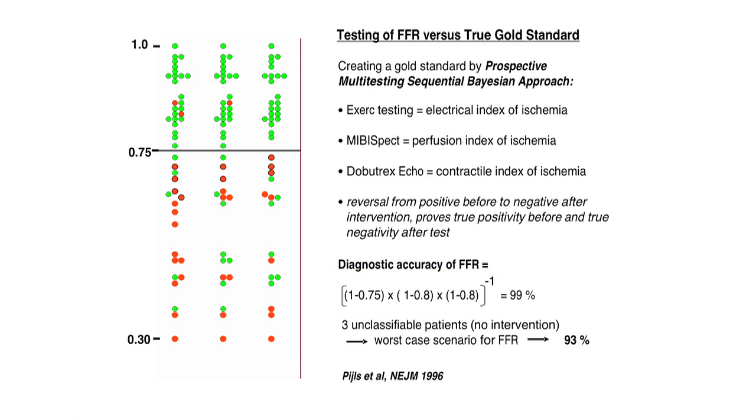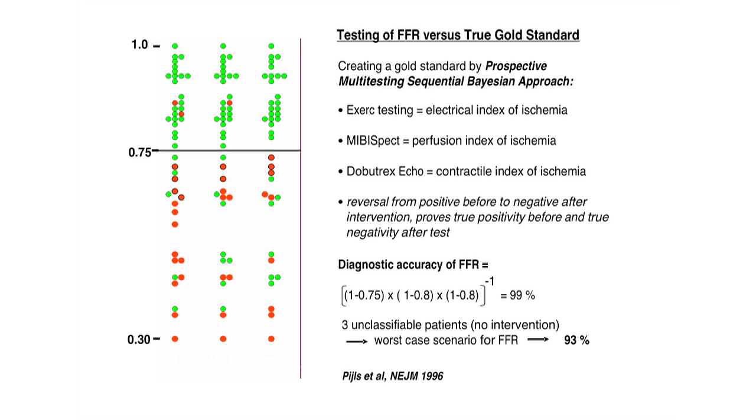So what you do is performing all these three tests in a very short period of time, less than 24 hours. If one of these tests is positive and returns to negative after the intervention, you know for sure that it was true positive before and true negative thereafter. And if all the tests are done exhaustively without being positive, you can be rather sure that indeed the patient has no ischemia. So this is a rather complex way of testing, very intensive I would say, but the only accurate way to prove prospectively what is accuracy.